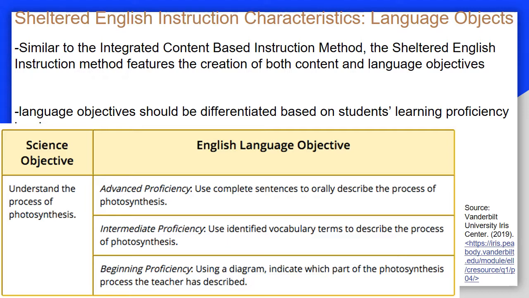Finally, students who are really advanced and have advanced proficiency, you would have them use complete sentences both orally and in written form to describe the process of photosynthesis. You might also have them read grade level texts about the topic of photosynthesis where they have to answer short answer questions and write complete sentences explaining their answer or providing detail for their answer to further meet the needs of those students.